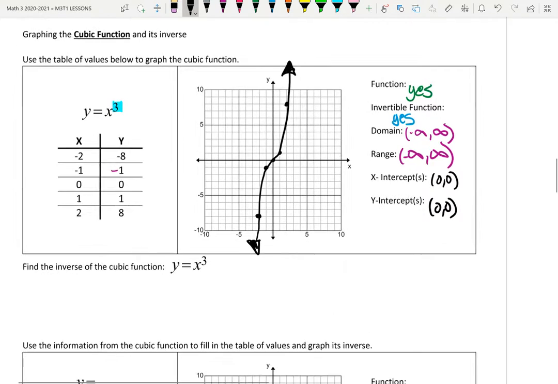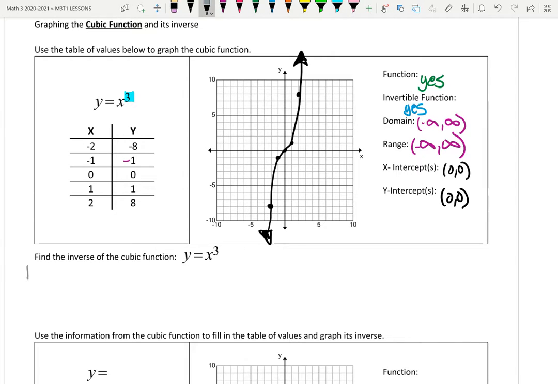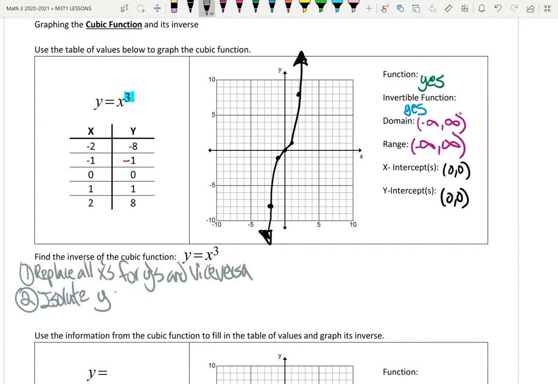So we're going to find the inverse of this guy. Remember the inverse, you want to replace all x's for y's and vice versa. Step 2, isolate y using inverses. And step 3, flip. So step 1, replace my x's with my y's.